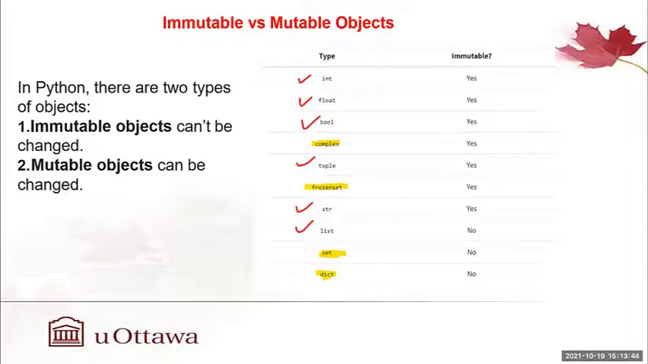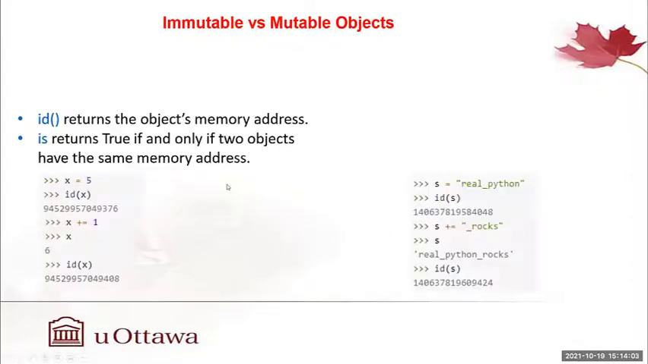So, okay, but how can we tell? Actually, we can use a combination of two functions. The first is the is operator, and the second is the ID function, okay? The ID function returns the object's memory address, and is returns true if and only if the two objects have the same memory address, okay?